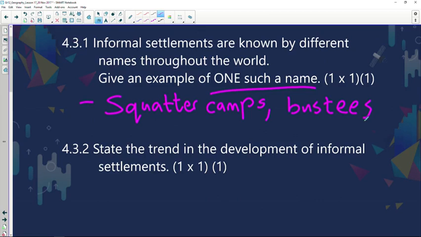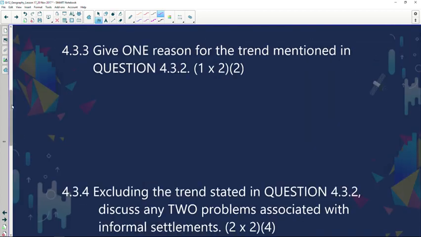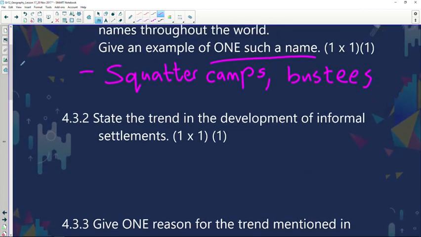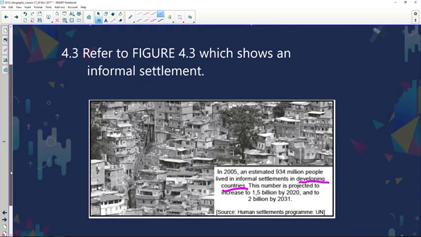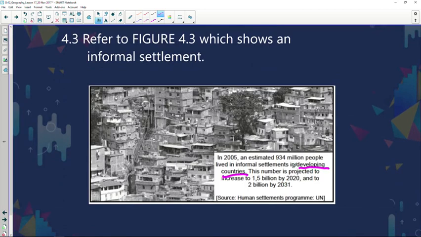State the trend in the development of informal settlements. Now, what's happening with the trend over here? It's definitely an increasing trend. If you go back to the figure and the information provided, you can see that in 2005 it was 934 million, but over 15 years' time it's going to grow to 1.5 billion people. So it means it's an increasing trend, it's increasing over the years, and it's quite concerning actually.